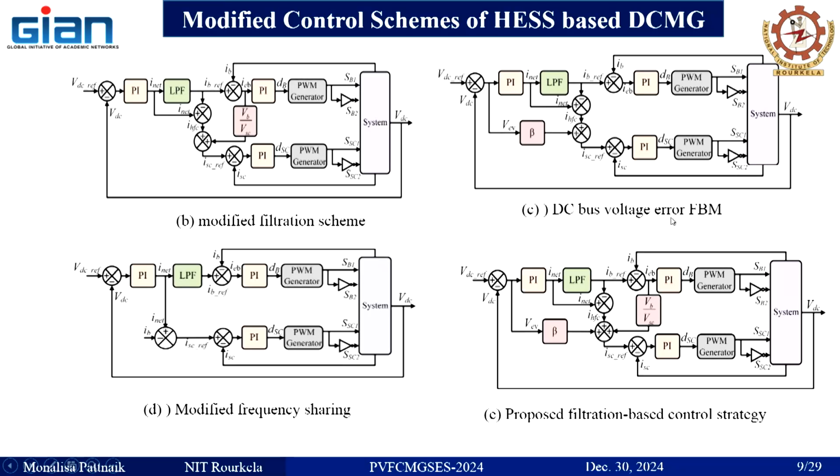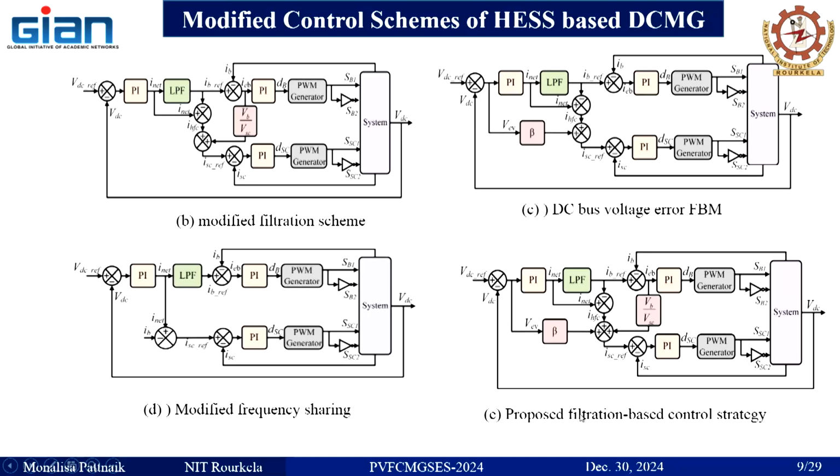So, this is the DC bus voltage error based filtration based method. And this is another one: instead of I net minus I B ref, here the measured battery current is directly subtracted and the supercapacitor reference is generated. That is a slight variation, but it improves the overall output of the control scheme a lot. Now, merging these two, with VDC error compensation and also battery current error compensation, we have proposed this modified filtration based control. That is our proposed method.